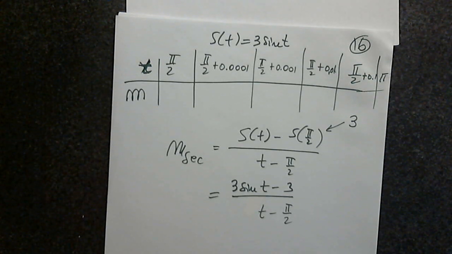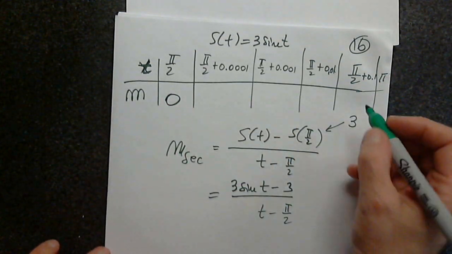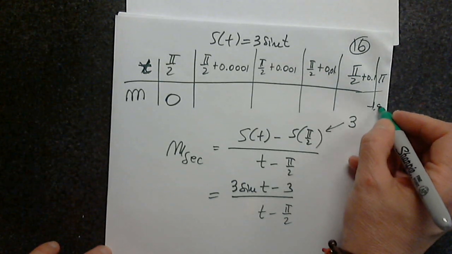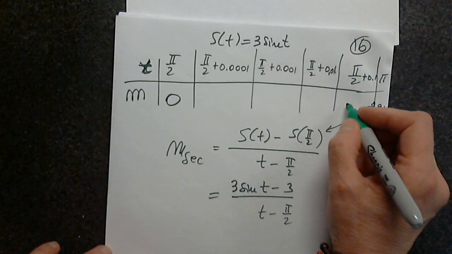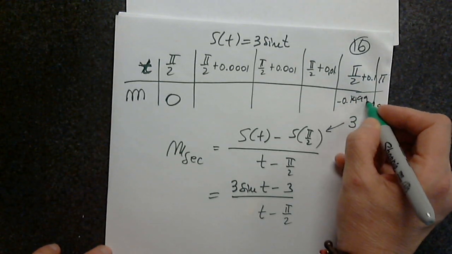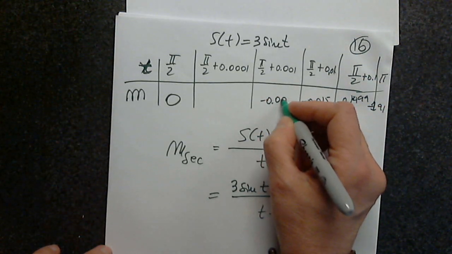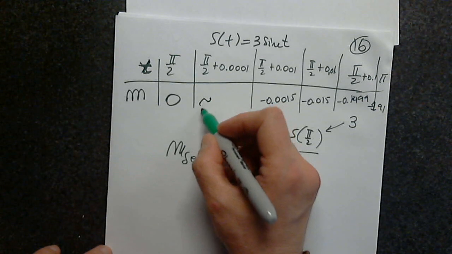And what is your conclusion? That the slope of the tangent line at pi over 2 is how much? 0. So I'm going to copy these numbers. So at pi it is negative 1.91. And next one, negative 0.1499. And then negative 0.015. And then negative 0.0015. And this is close to 0.